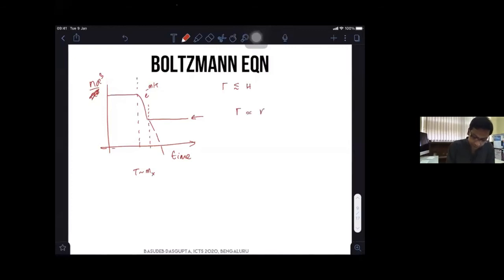Gamma is n times cross-section times relative velocity. For relativistic particles, n goes as T cubed. For non-relativistic particles, you can write down the Boltzmann form and Maxwell-Boltzmann form. Sigma is interesting. Let's write down sigma.